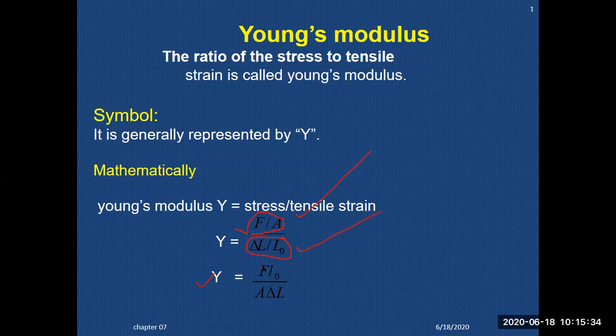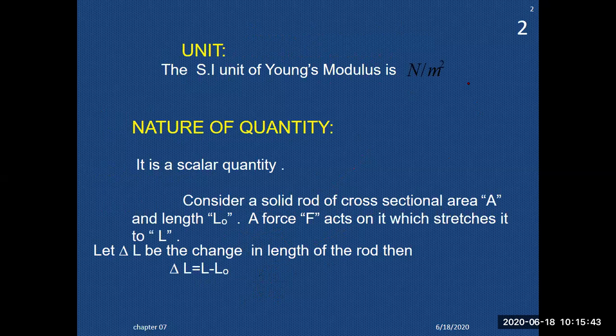So the only remaining units are force divided by area. The unit of force is Newton and the unit of area is meter square. That is why the unit of Young's modulus is Newton per meter square, because the rest of the units cancel each other. This is the simplest technique which you use to find the final unit of any physical quantity. The unit of Young's modulus is Newton per meter square. The nature of the quantity is scalar.